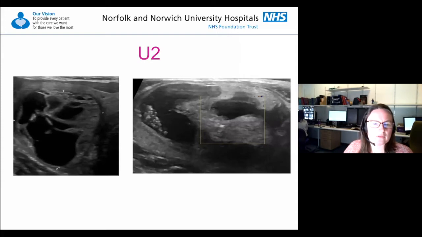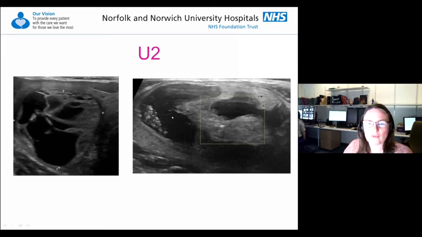So these are both U2 lesions. The image on the left is predominantly cystic. The black spaces are fluid. There was no significant blood flow on Doppler, and it's got a bit of a hypoechoic halo around the edge as well. These are all benign features, and it didn't look worrying.